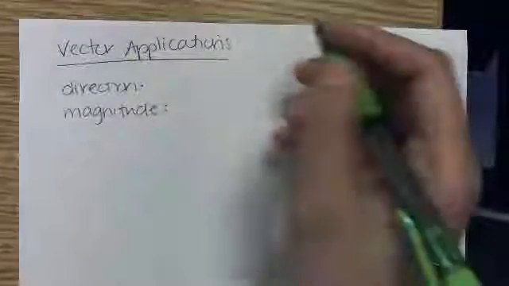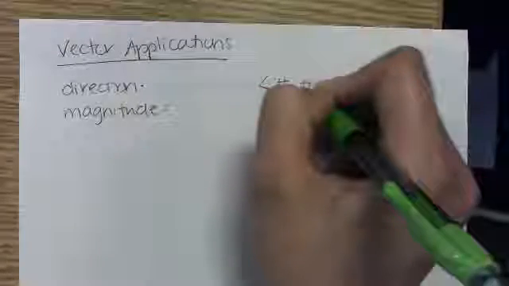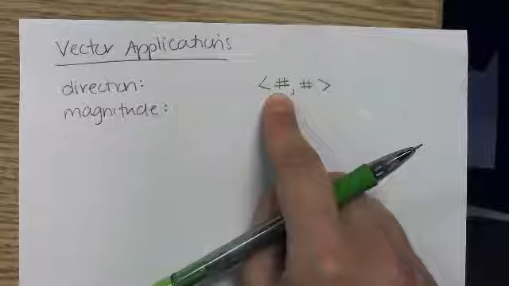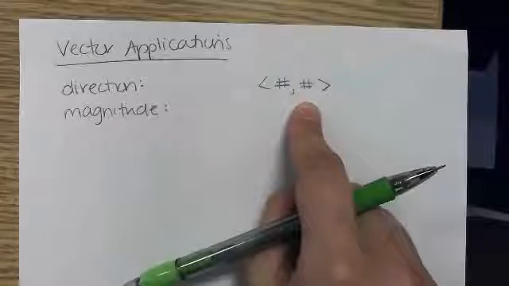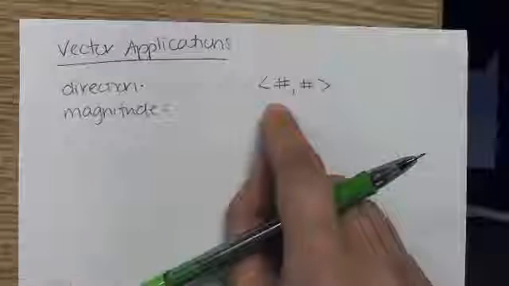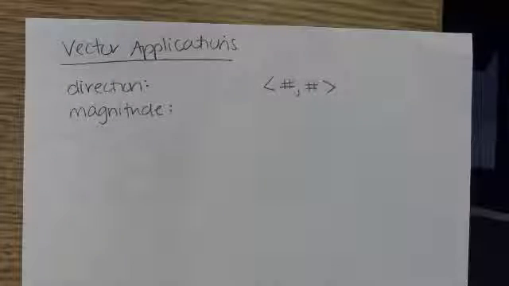So give yourself some space here, and then remind yourself that this is what the component form meant, so we'd have like a number and then a number, and that the direction of the vector was the horizontal component as well as the vertical component. So the direction that a vector is going is how far to left and right it goes, how far up and down it goes.